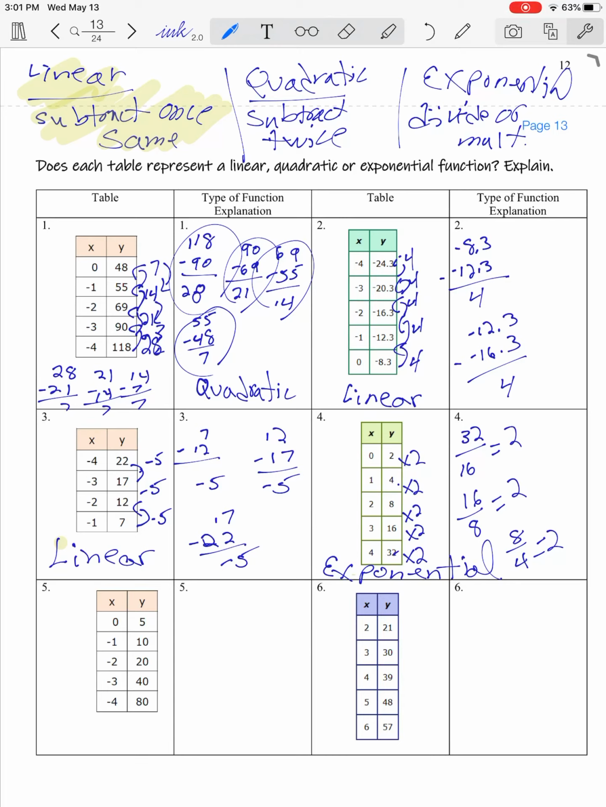So what I want you to do now is try 5 and 6 all by yourself. Pause the video. See what you can do. See what you could figure out and see if you can do it. Numbers 5 and 6. When you're done, you can replay the video. Okay, pause the video now.